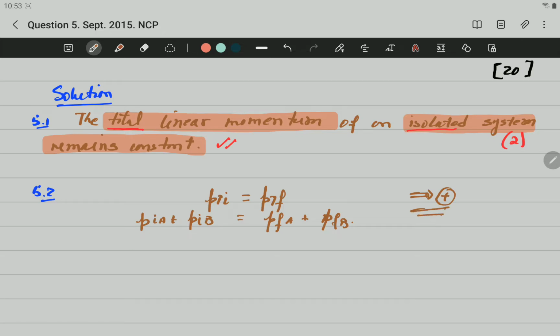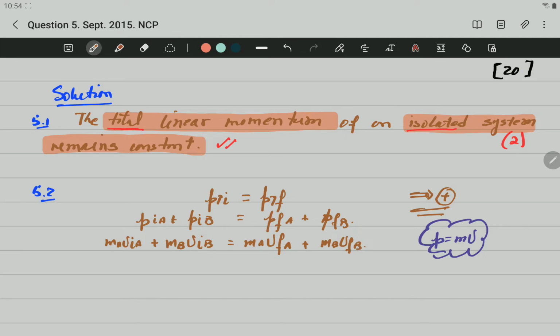And remember that momentum is equal to mass multiplied by velocity. This is the definition of momentum, and it is in the formula sheet they give you at the end of the question paper. Okay, so we have here that the mass of object A multiplied by the initial velocity of object A plus the mass of object B multiplied by the initial velocity of object B is equal to mass of object A multiplied by the final velocity of object A plus mass of object B multiplied by the final velocity of object B. Now something important here.